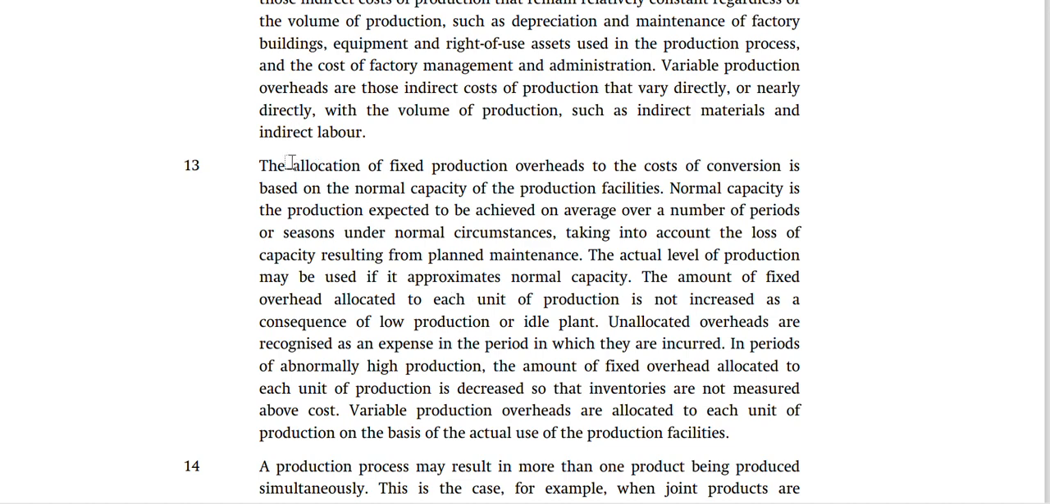It's mainly focusing on the allocation of fixed overheads to the cost of conversion. So they're saying, what do we do with the idle time, and also what do we do with abnormal high production. Those are the most important things that you need to highlight and think of when it comes to this paragraph. And the last part talks about variable production overheads, which you need to understand the allocation thereof.